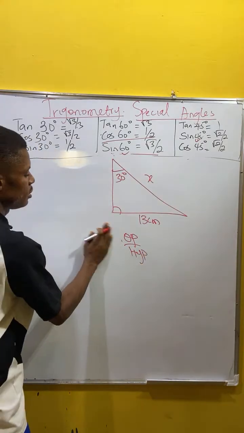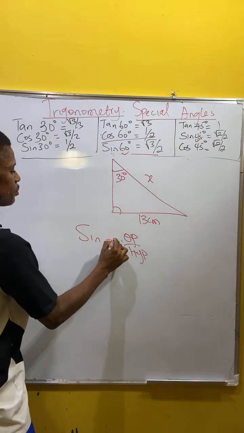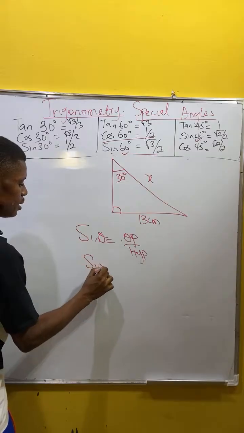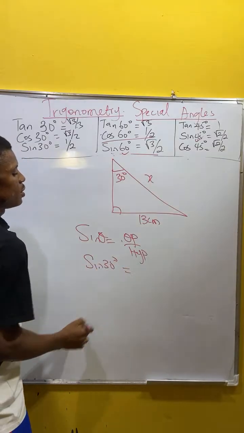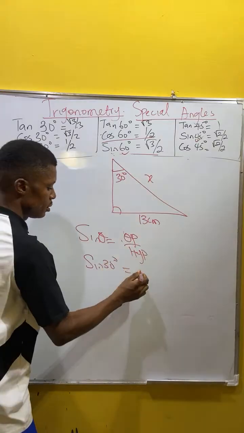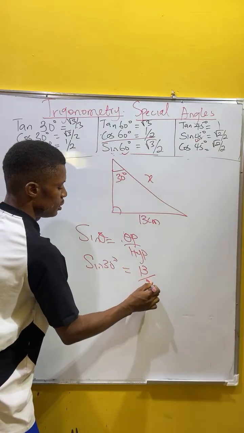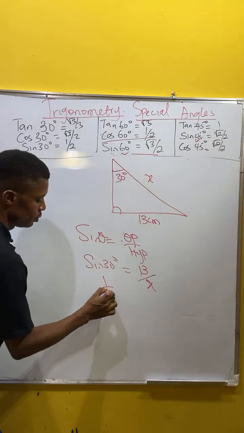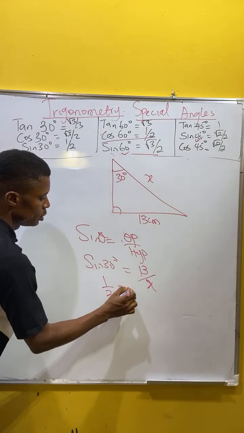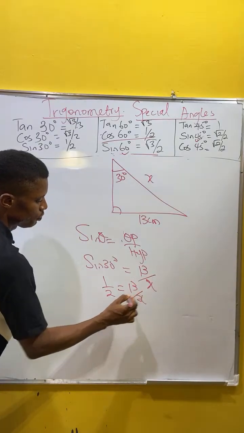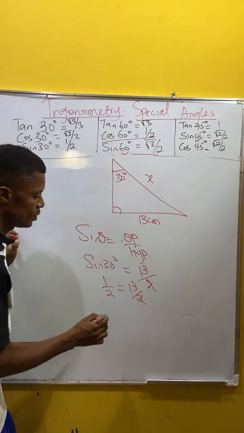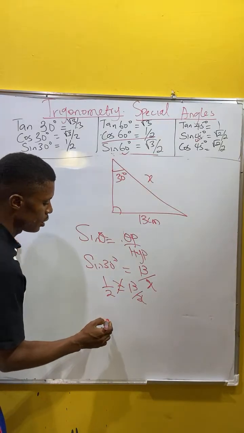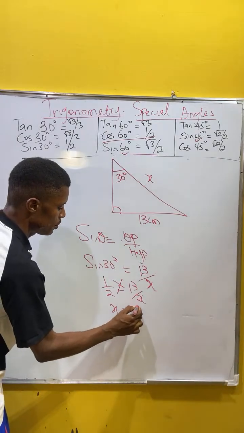The angle is 30, meaning sine 30 degrees is the ratio of opposite, which is 13, over hypotenuse, which is x. Sine 30 degrees is 1 over 2, and that is equal to 13 over x. To get x, you just cross and multiply. 13 will now times 2. x is now equal to 2 times 13.